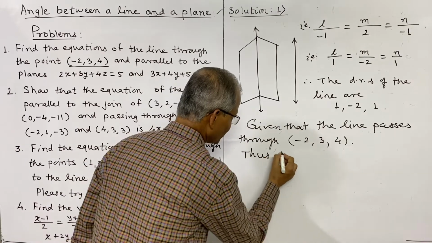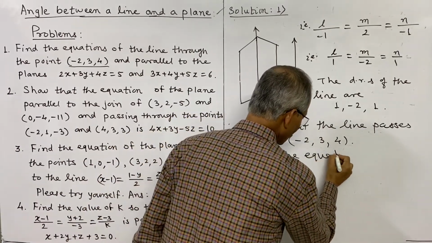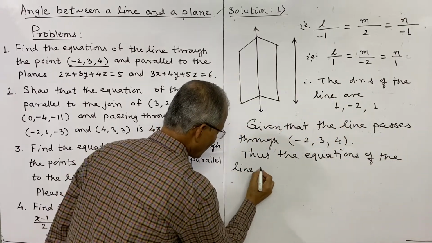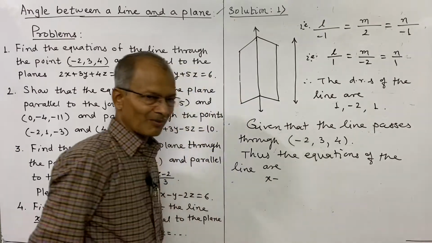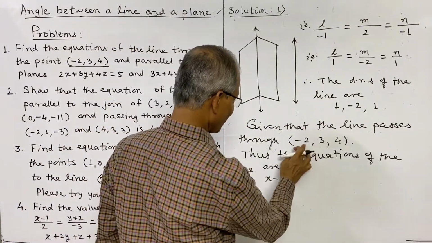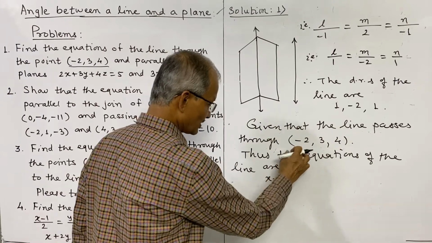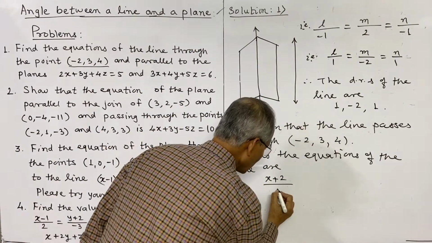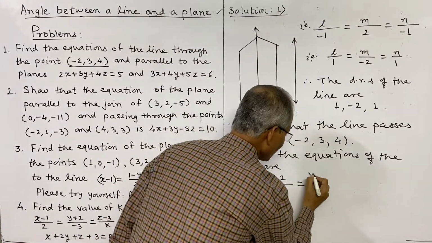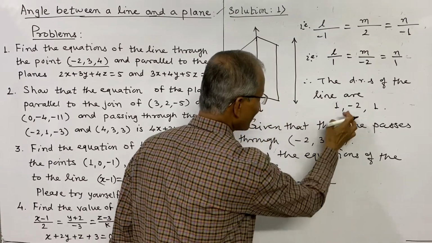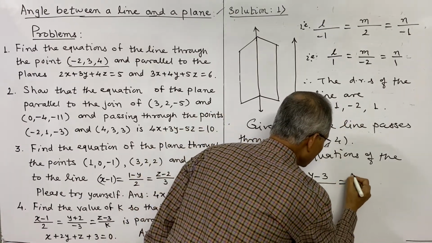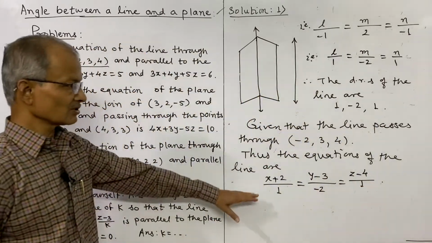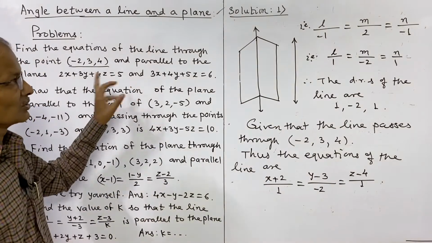Thus, the equations of the line are, in symmetrical form, x minus x1. What is x1 here? This point, x minus x1, but it is minus of minus 2, so it will become x plus 2, divided by the first direction ratio 1, is equal to y minus 3 divided by minus 2, and z minus 4 divided by 1. So these are the equations of the line, and this completes the solution of the first problem.